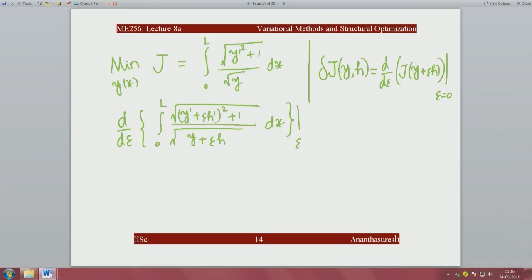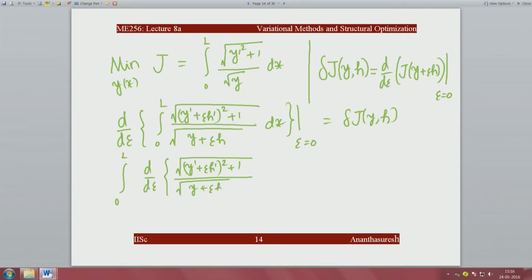So, when we substitute epsilon equal to 0, that becomes our Gâteaux variation. Gâteaux variation does not have epsilon because epsilon tends to 0, right. Now, we are taking the derivative of an integral, so we can interchange the integration and derivative operation. In other words, I can put the integration outside and take the derivative inside the integrand. So, I can say square root of y prime plus epsilon h prime squared plus 1, divided by square root of y plus epsilon h, dx, and then I substitute epsilon equal to 0. The order of differentiation and integration is interchanged here, and that is valid when the limits 0 and L do not depend on epsilon.